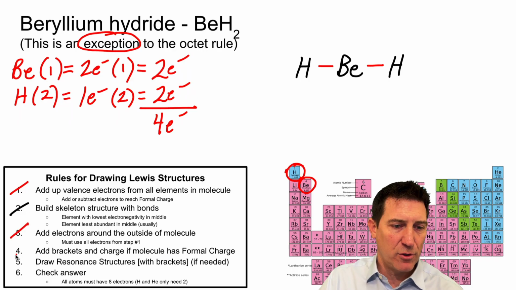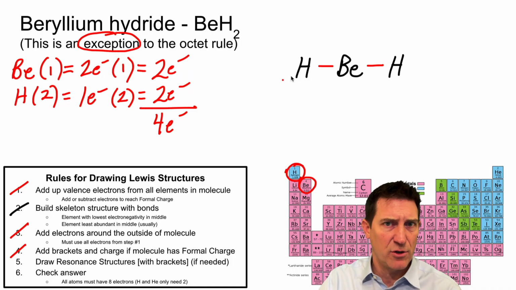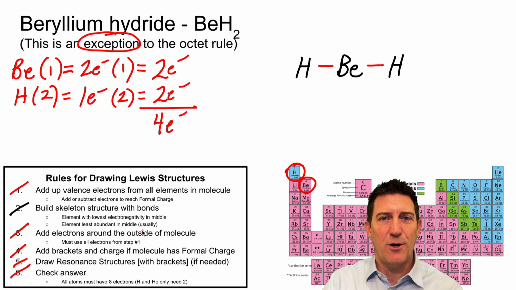We don't have a formal charge. This does not have resonance structures because there's no double bond that we need to try to figure out where to put. And we just double checked our answer. So there's our beryllium hydride.